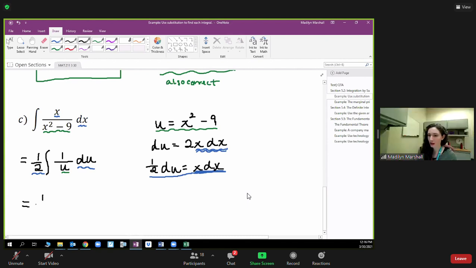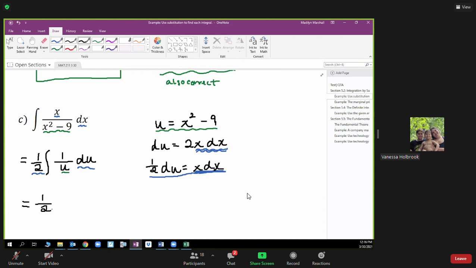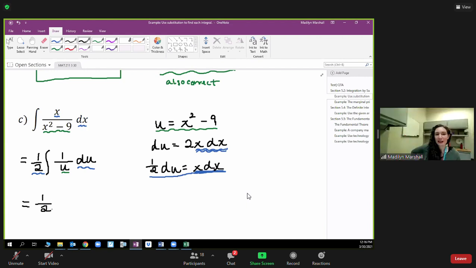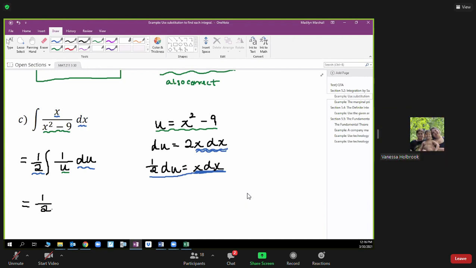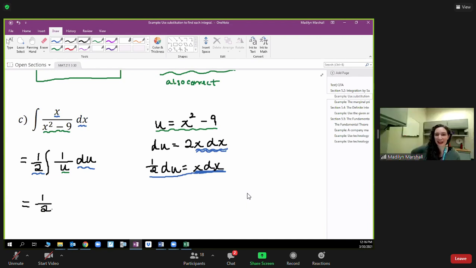So I'm just going to write this little 1/2 out here, because that's just going to multiply with whatever comes out of the integral. 1 over x squared minus 9 plus c. We haven't actually done the integral yet. So we're not ready to substitute back in. We need to find the integral of 1 over u du.